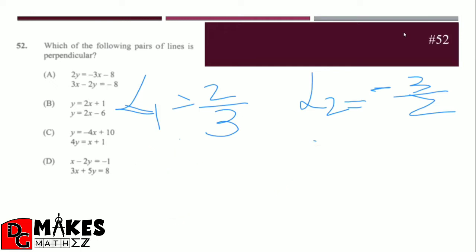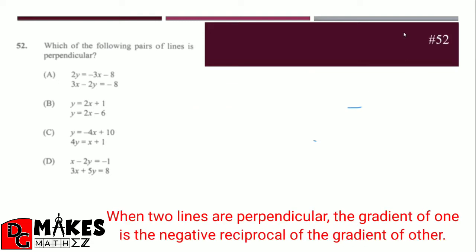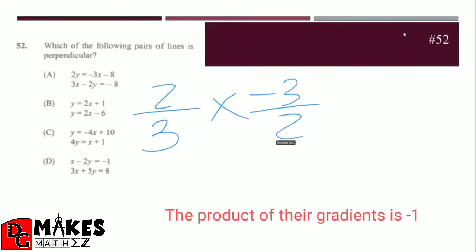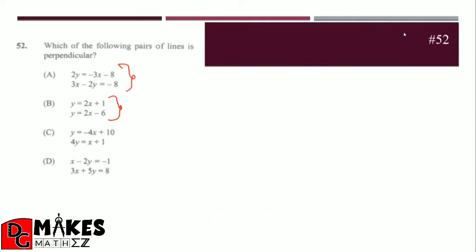So when two gradients are perpendicular, one is the negative reciprocal of the other. And I would have mentioned earlier that if you find their products, 2/3 times -3/2, then it's going to be equal to -1. 2 into 2 goes one time, 3 into 3 goes one time, -1/1. So we need to know which of these pairs of lines actually have gradients that are going to prove that they are perpendicular to each other.